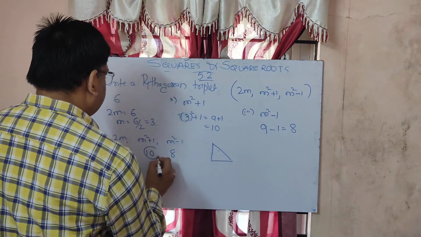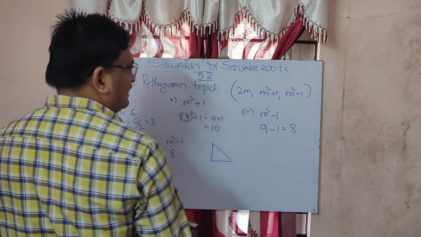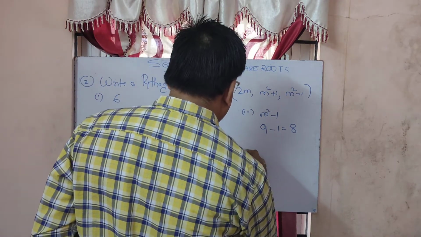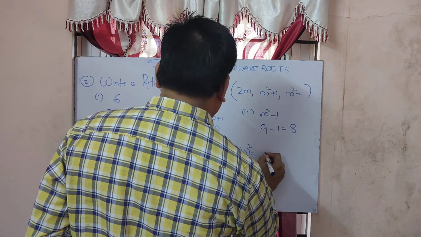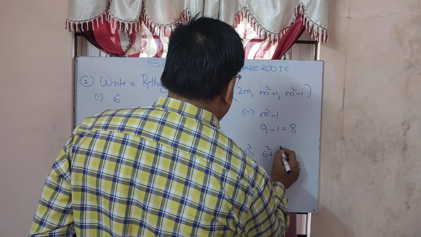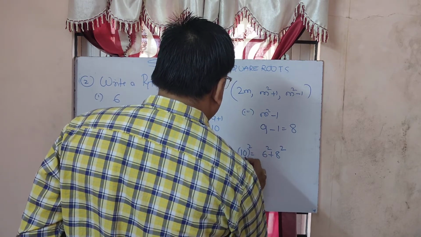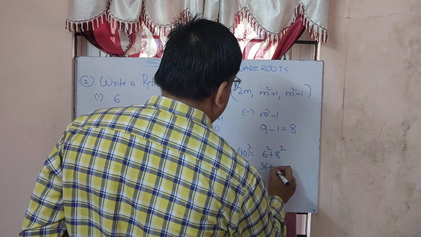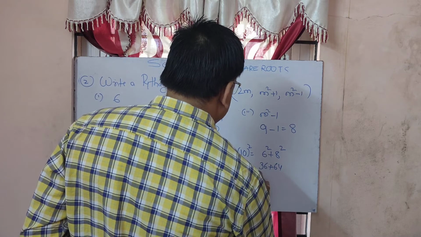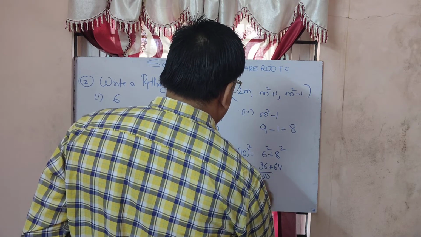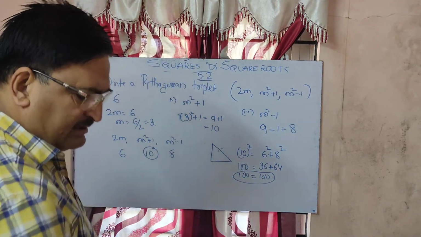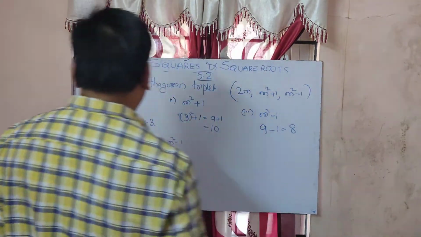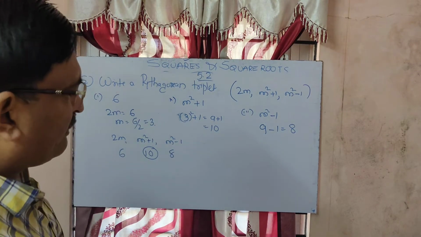Always the highest number is the hypotenuse, the biggest side. We know the square of the biggest side is equal to the sum of the squares of the other two sides. So 10 square is 100, 6 square is 36, 8 square is 64. So 100 is equal to 100. It means whatever we have taken is completely right.